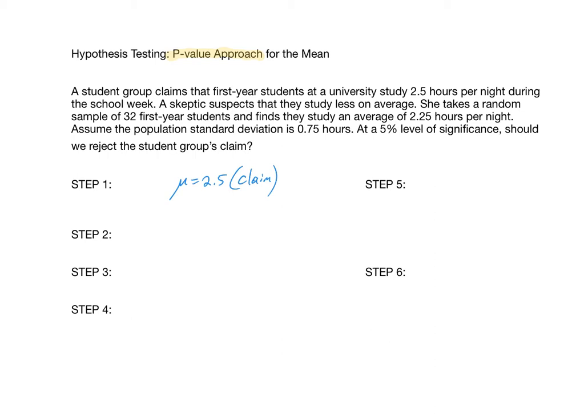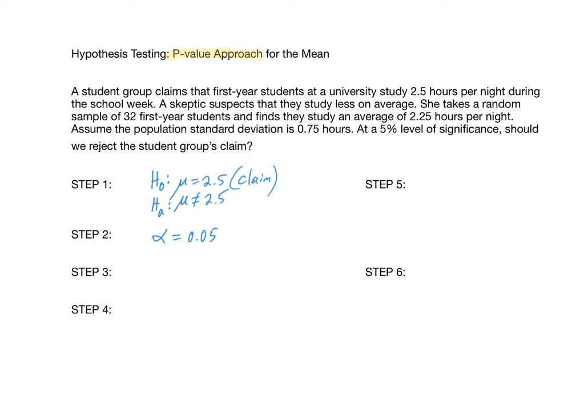The complement of mu equals 2.5 is mu is not equal to 2.5. Once you've got those two down, the null hypothesis is the one with the equality, which of course is mu equals 2.5. So this is our null hypothesis, and this one is our alternative hypothesis. Step one is complete. Step two, what's our significance level alpha? They want us to do this at a 5% level of significance, so alpha is 0.05.